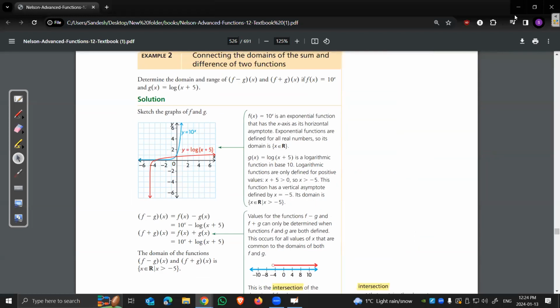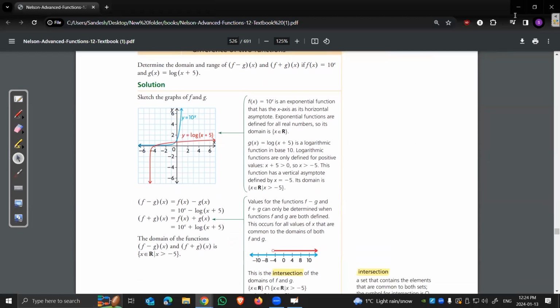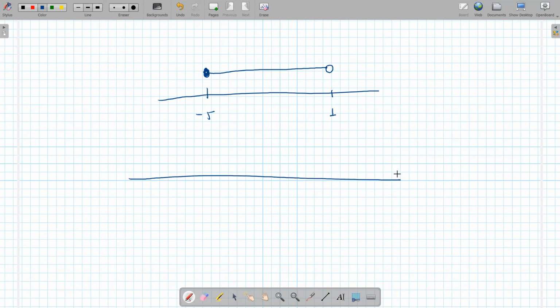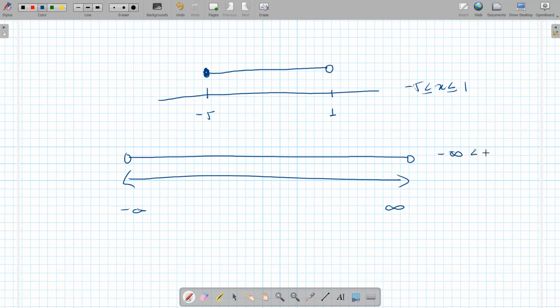Anything else here? They're using a word called intersection. Let me show you what this is. We're going to use a number line. Let's say I'm going from negative 5 with a closed circle to 1 with an open circle, which means the domain of this is negative 5 inclusive and 1 exclusive. On the other hand, I'm going from negative infinity to positive infinity on the other one. So that's the domain, negative infinity to positive infinity. Infinities are never inclusive.